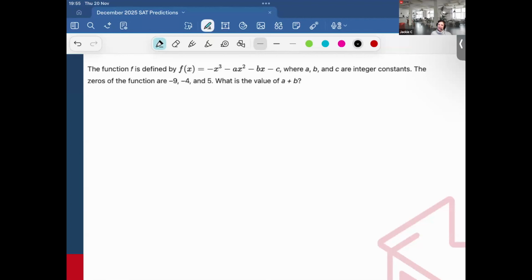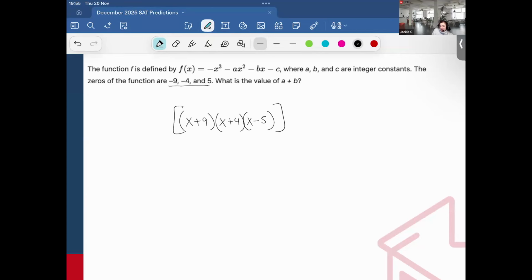Since I said I would do it algebraically, I mean, this one definitely I would just use Desmos as well. But just to show, since we are told the zeros of the function are the roots, another way to express that would be x plus 9, x plus 4, and x minus 5. This is before we applied the negative in front.